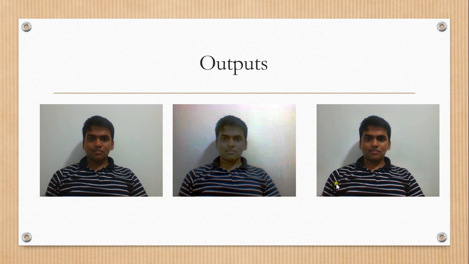So these are the outputs that I got. This is the input image, this is the histogram equalized image, and this is the adaptive histogram equalized image. It can be clearly seen that the histogram equalized image is of very low quality, whereas the adaptive histogram equalized image is of high quality. We preferred adaptive histogram equalization in order to overcome the difficulties present in histogram equalization method.